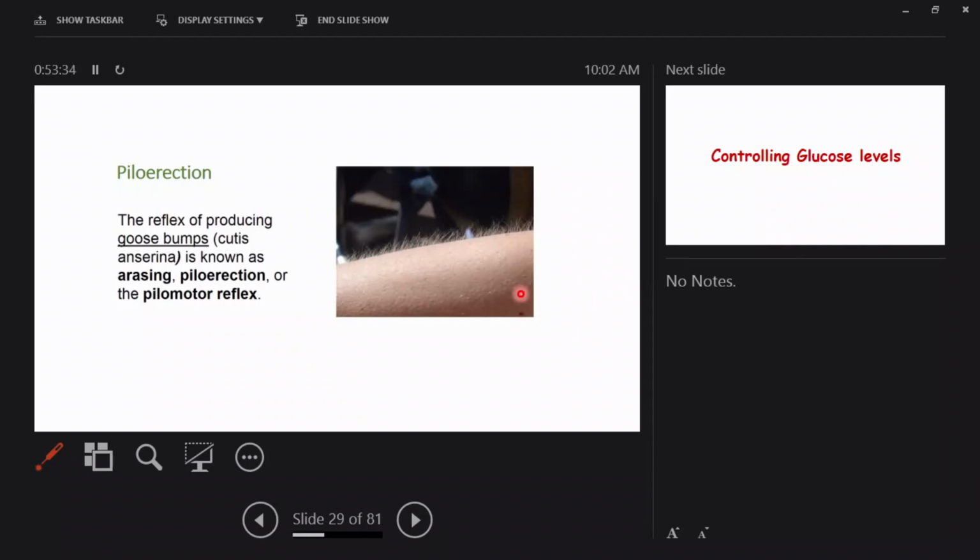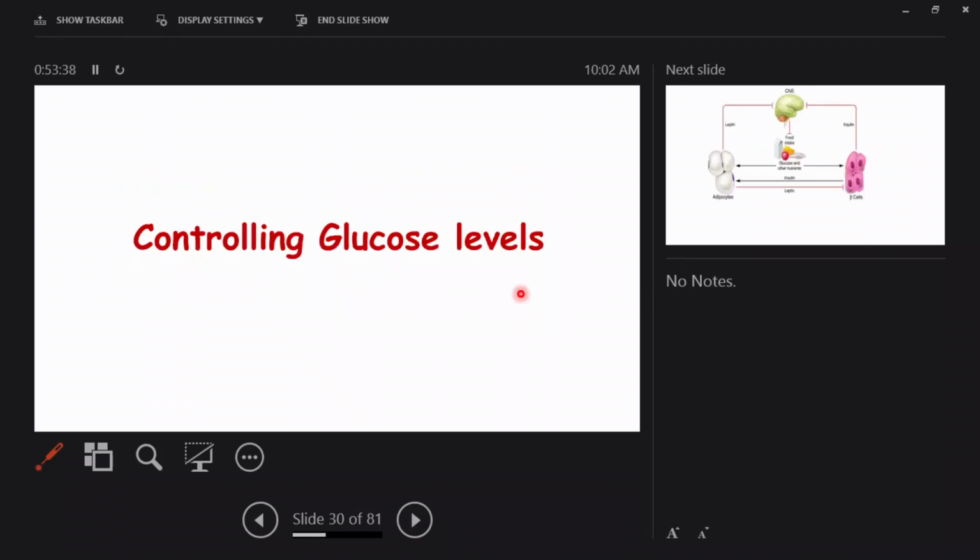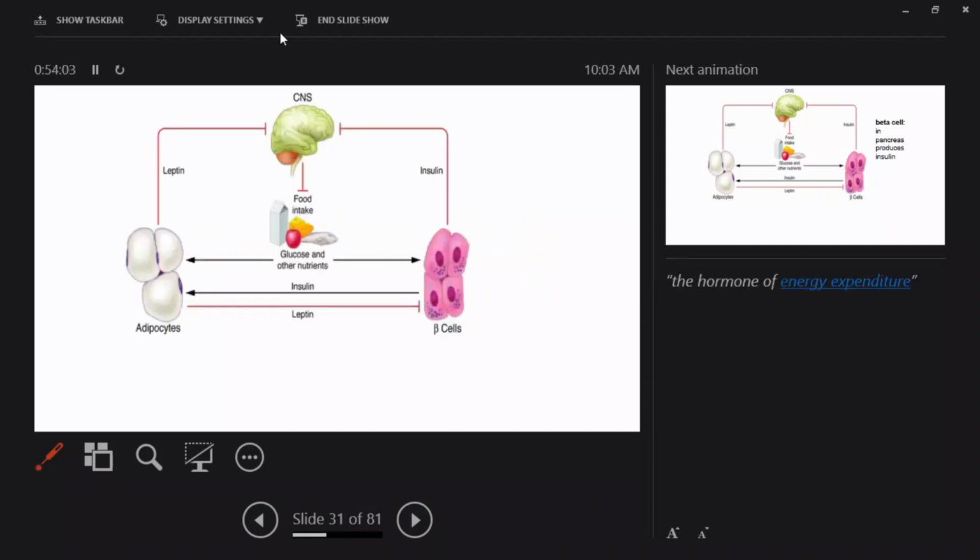Okay, so now we are done with the homeostasis of body temperature. Now we move on to how our body controls the glucose level. This is one of the most important homeostasis in our body, controlling glucose level, because high glucose level is related to obesity, diabetes, insulin resistance, and so on. So it is extremely important to control the glucose level in our body.